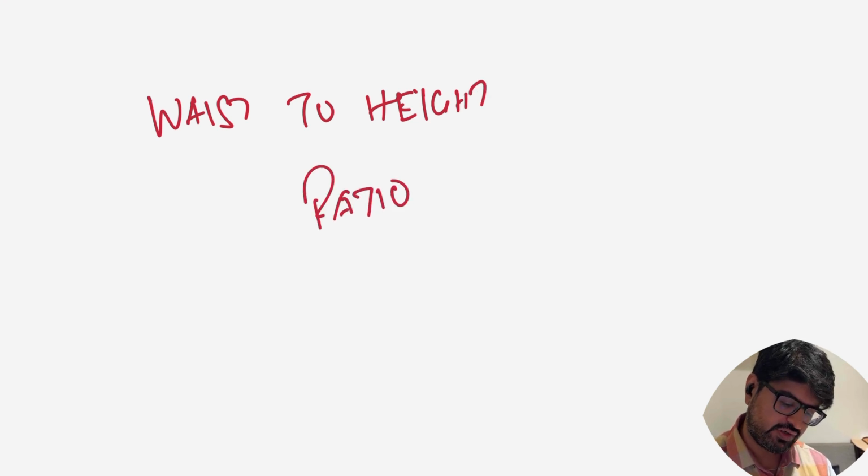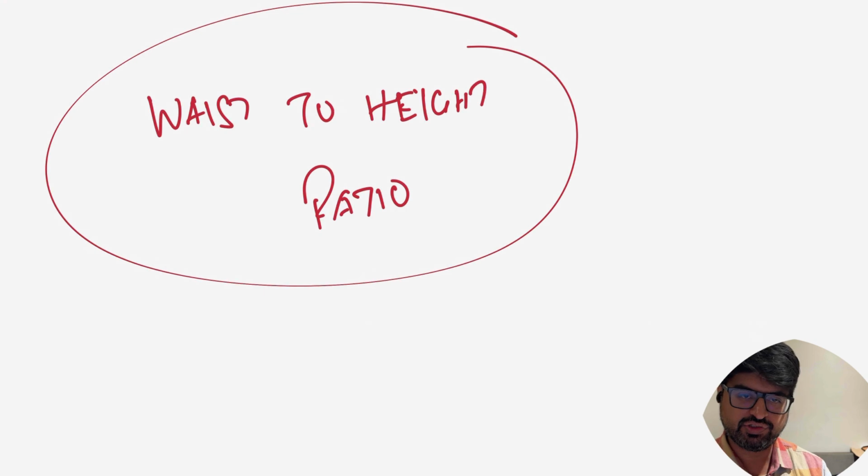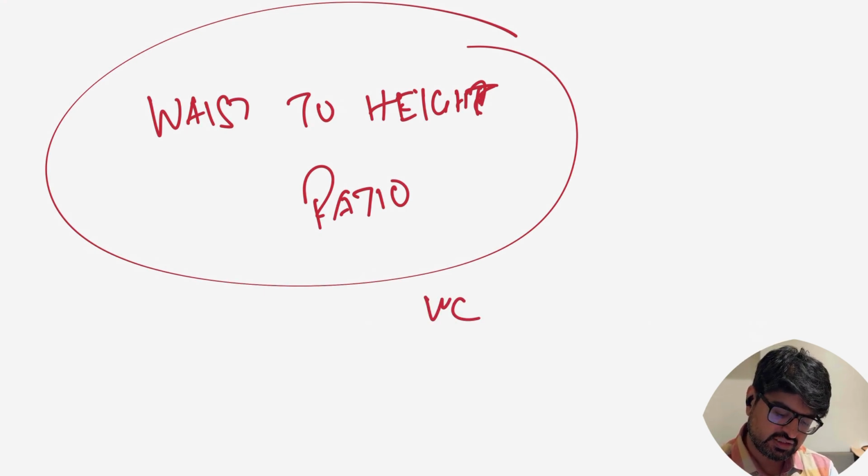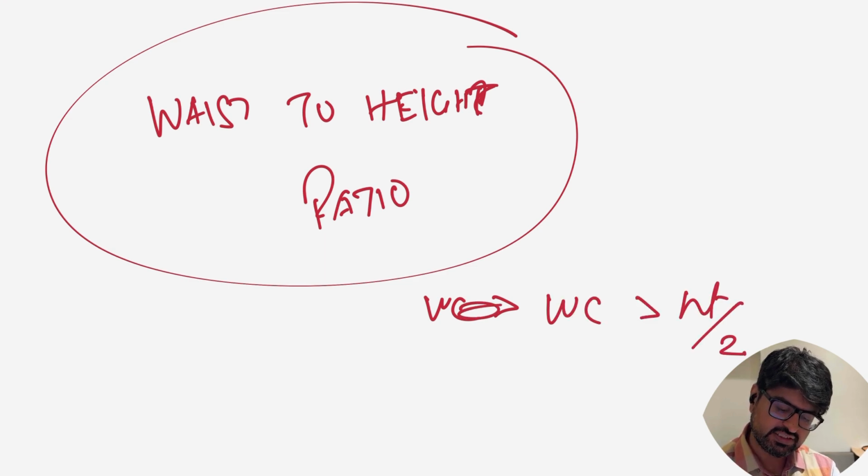Very, very important fundamental concept is waist to height ratio, right? This waist to height ratio is very important as far as diabetes or obesity-related complications are concerned. Now, what is waist to height ratio? You measure the waist circumference, measure the height, calculate the ratio, and if the waist circumference is more than half of the height, that means something is wrong, right? You have more ectopic fat.